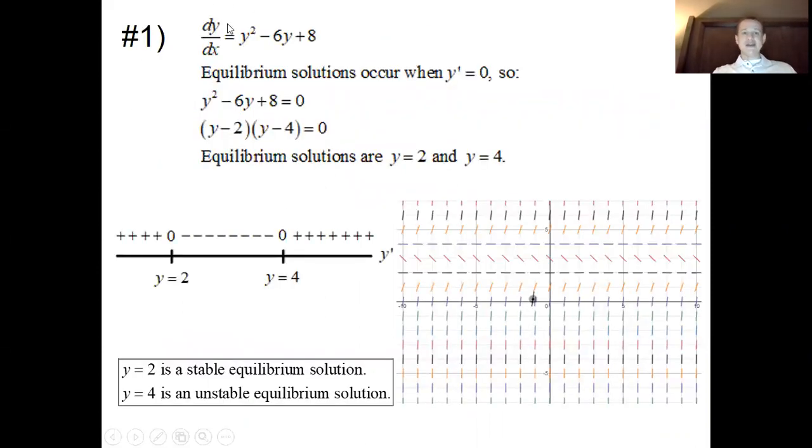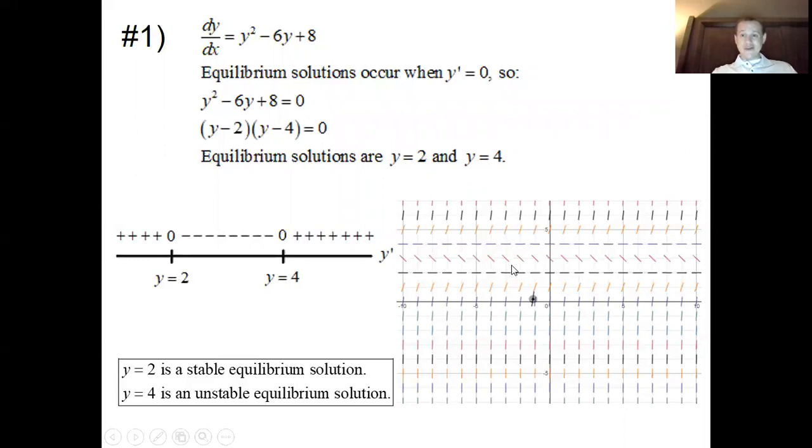So here is what y prime is, in other words, dy over dx. Remember, equilibrium solutions happen when the slope is equal to 0. So if I set this equation equal to 0, all that's left are y's, and I can factor that and easily figure out that what makes it equal to 0 are 2 and 4.